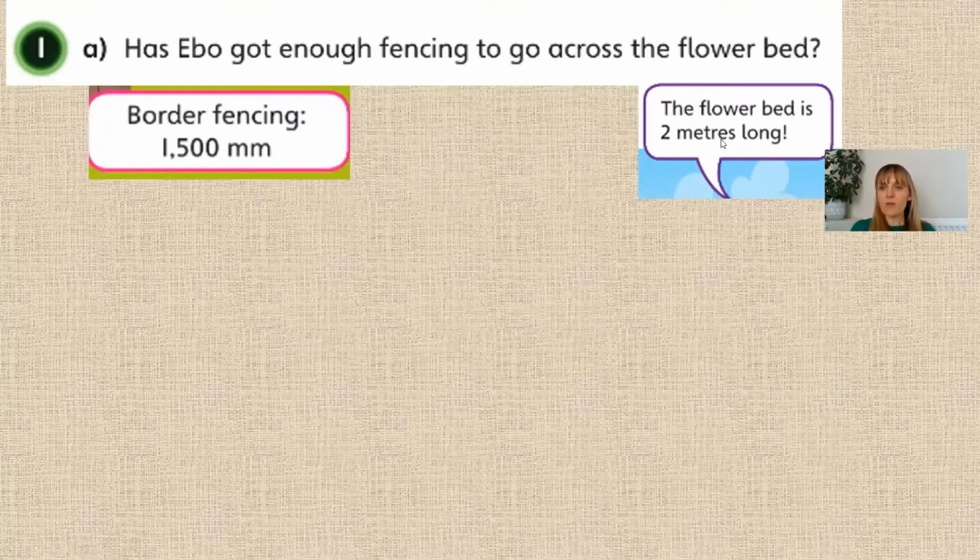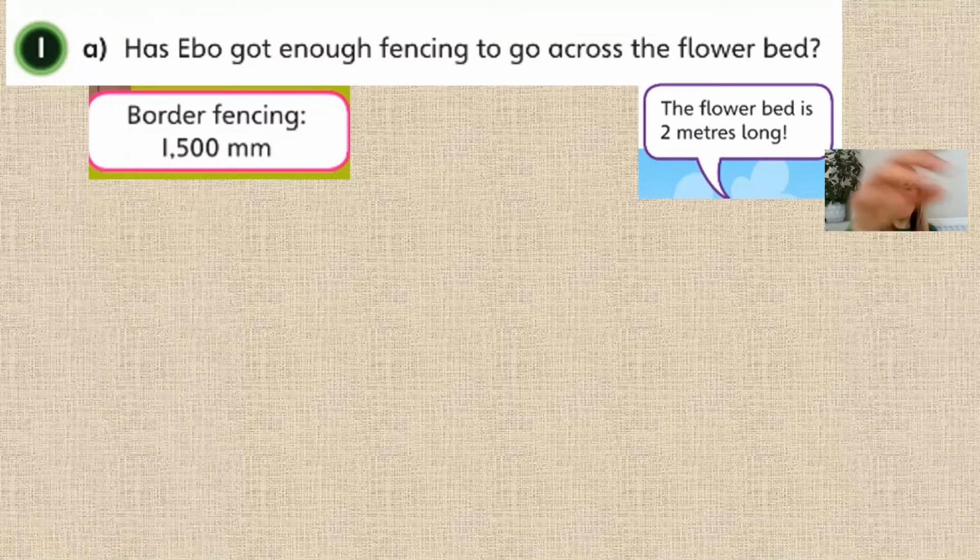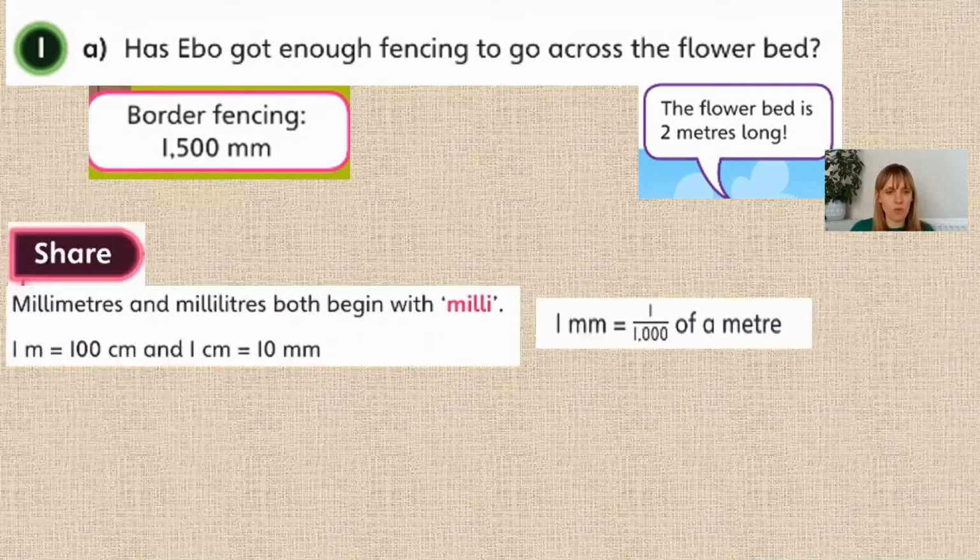metres long. Now with questions like this, I want you to put on your detective hat. Because when you have your detective hat on, it's got a little siren on the top, woo, that suddenly will go off if the units that the question is written in are not the same. So let's have a look. The border fencing, 1,500 millimetres. The flower bed is 2 metres. Oh, definitely my siren's going off because I'm seeing millimetres and metres. So I can't compare them at the moment because they're different. So we've got to make the units the same. Units are what we're talking about, whether it's millimetres or metres. They have to be the same for us to do this question.